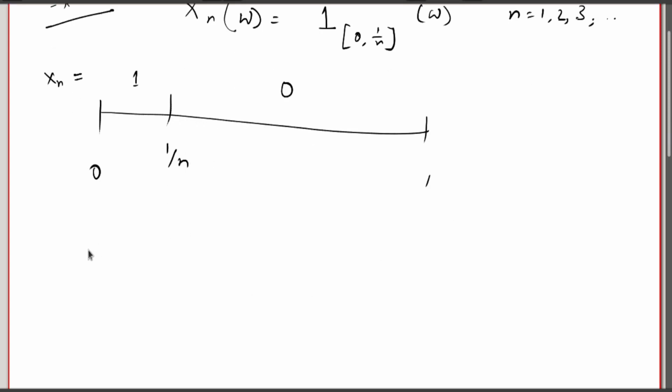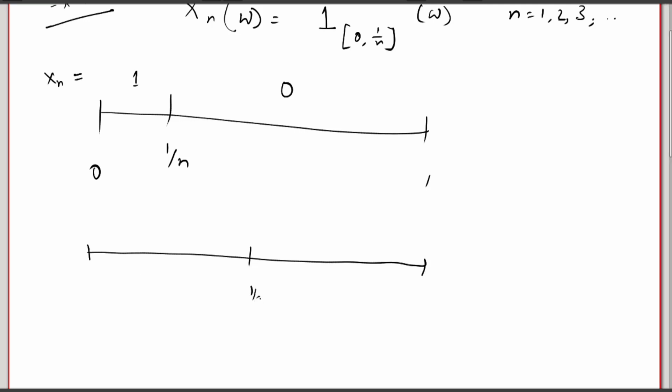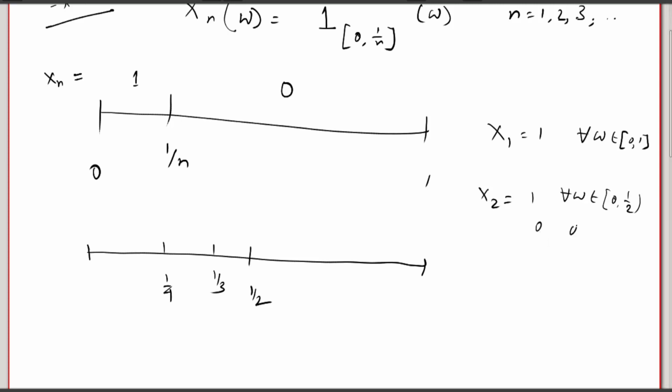Now if I look at the sequence, x_1 is 1 over the whole interval [0,1]; for all omega in [0,1], x_1 is 1. Then x_2 is 1 for all omega in the interval [0, 1/2], and it is 0 otherwise. Then I have 1/3, 1/4, and so on. In this way the points 1/n are shrinking, and as I increase n, x_n will be 1 on a small interval and 0 otherwise.